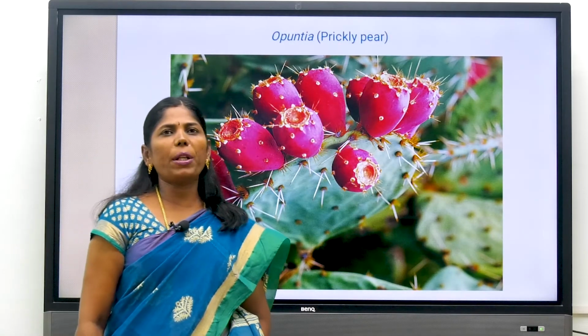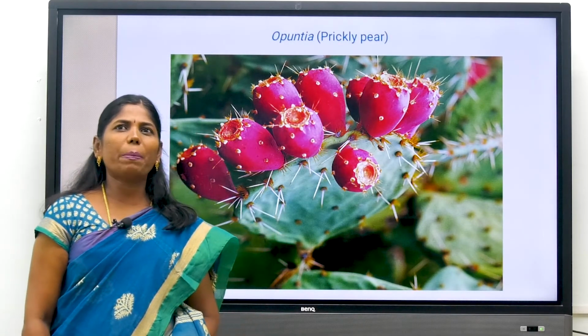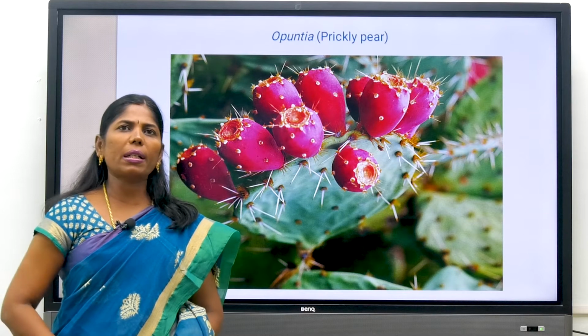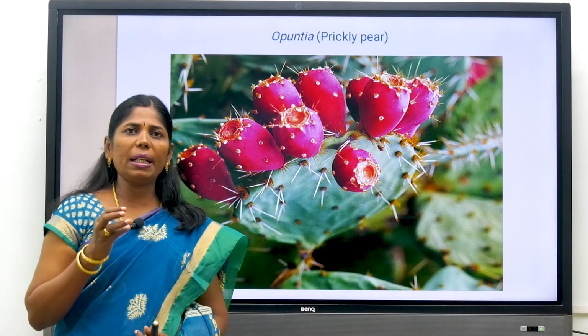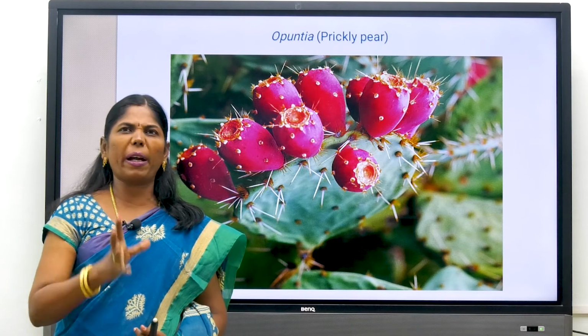Next one is Opuntia. Okay, so Opuntia is the prickly pear. We already studied the modifications in Opuntia. In Opuntia, the leaves are modified into spines.